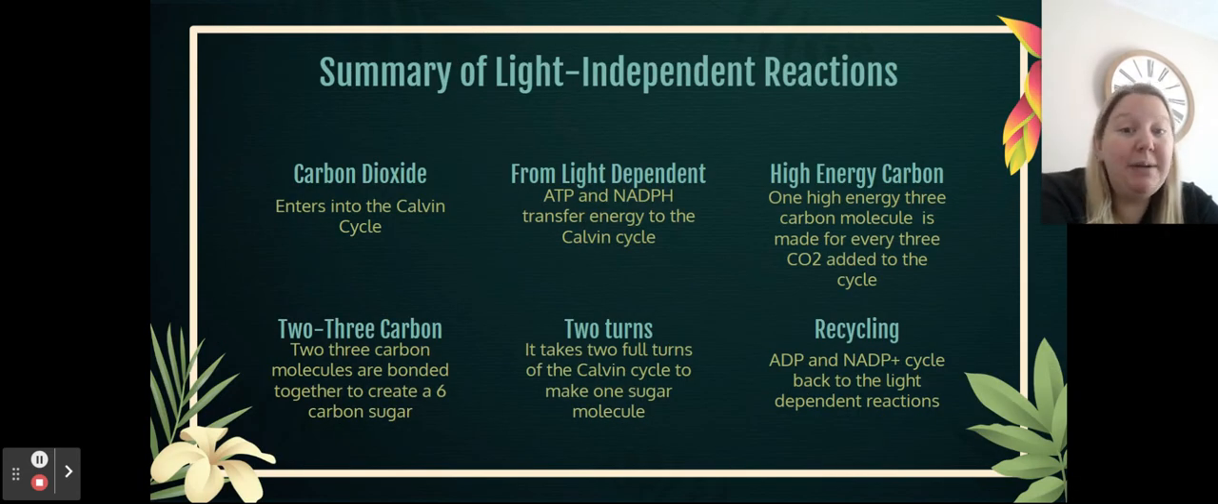A summary of the light-independent reactions. Carbon dioxide enters the cycle from the atmosphere. ATP and NADPH come in from the light-dependent reaction to transfer their energy. One high energy 3-carbon molecule is made for every 3 molecules of atmospheric carbon dioxide that are added to the cycle. Two 3-carbon molecules are bonded together to create a 6-carbon sugar. It takes 2 full turns of the Calvin cycle to make 1 glucose molecule. ADP and NADP plus cycle back to the light-dependent reaction to keep this process going.